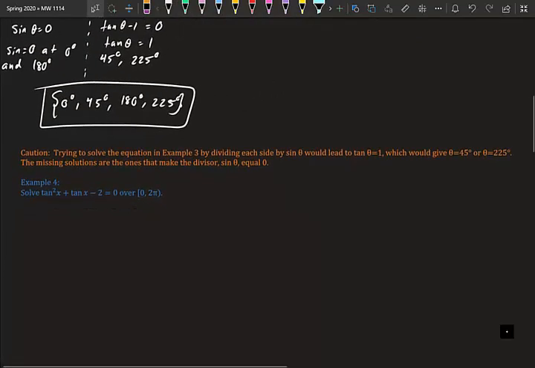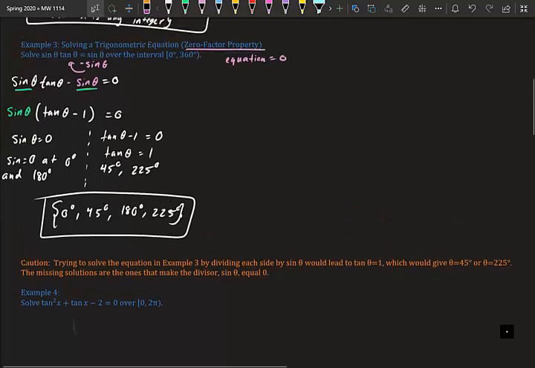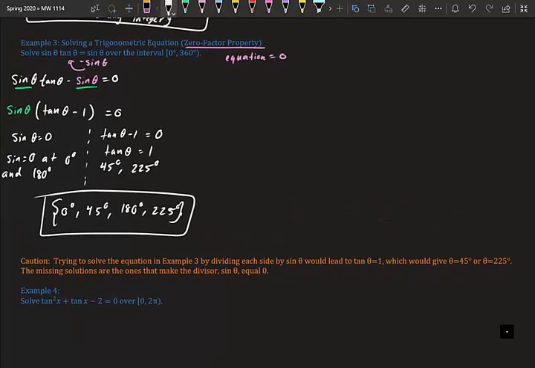You see how I forced us to solve it and make it equal to 0? You should always try to do that. Trying to solve the equation by dividing each side by sine would only lead to tangent theta equals 1. We'd be missing part of our answers. So that's why we equaled it to 0. If you have multiple functions going on and some are the same, equal it to 0, then factor it out.